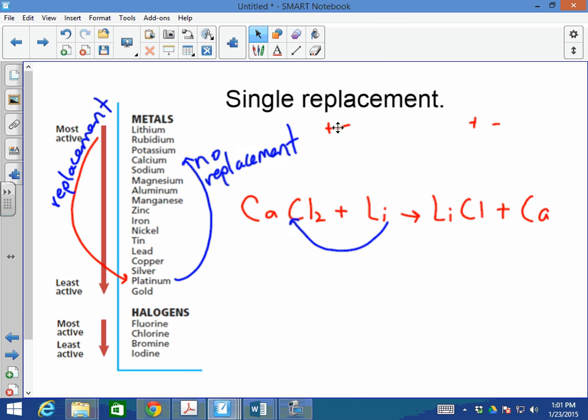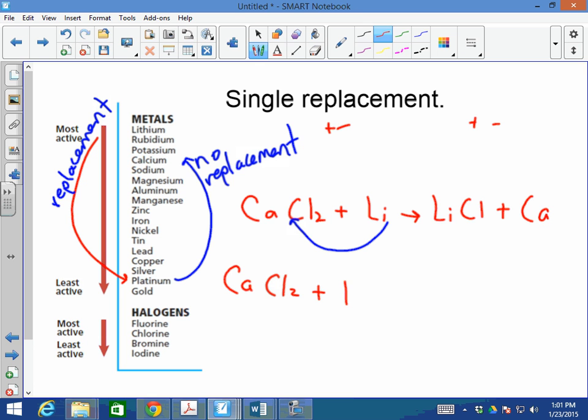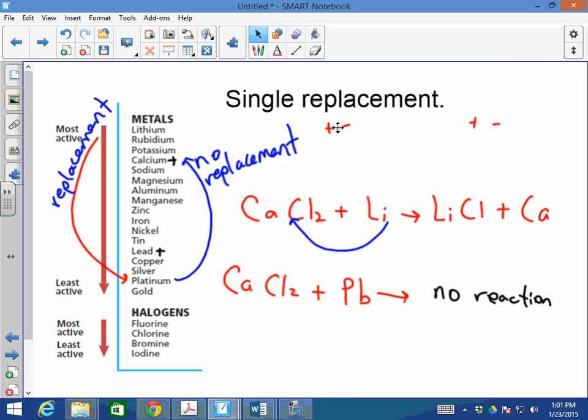There are occasions in which the element cannot replace the other one. Let's try this. Calcium chloride plus lead. If I look at the chart, lead is here, and calcium is here. Therefore, calcium is more reactive, and you get no reaction. The lower element cannot replace the higher one. Lead is here, calcium is there.